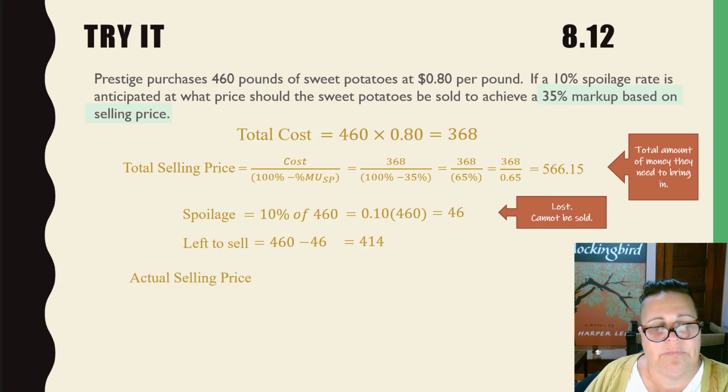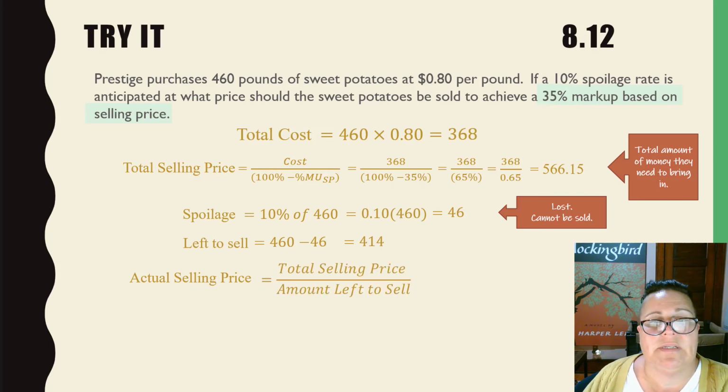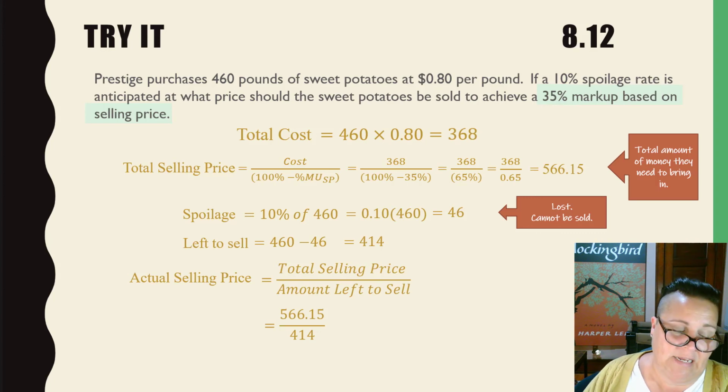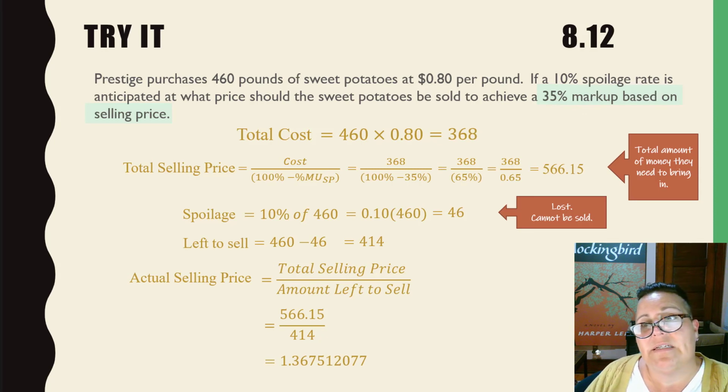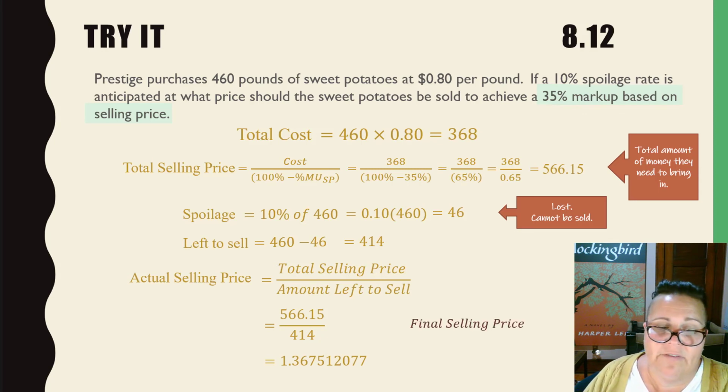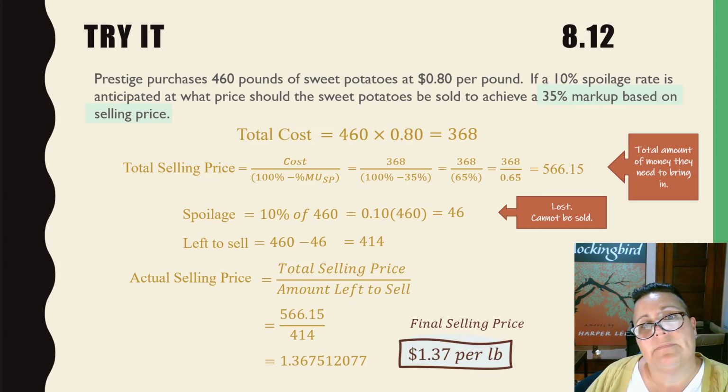414 pounds left. So when we calculate our actual selling price for these pounds of sweet potatoes, we need to take the total selling price, the amount of money we expect to bring in, the $566.15, and we need to divide it by the number we will actually have to sell, which is 414. This gives us a 1.3675, or a final selling price of $1.37 per pound.